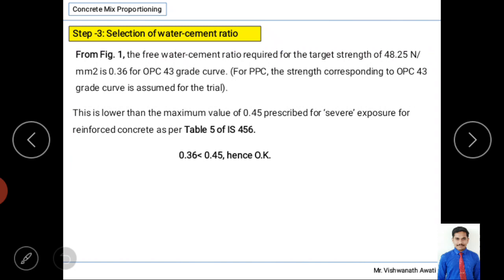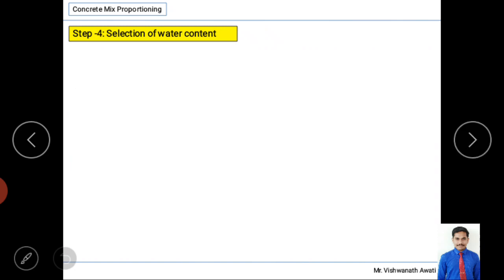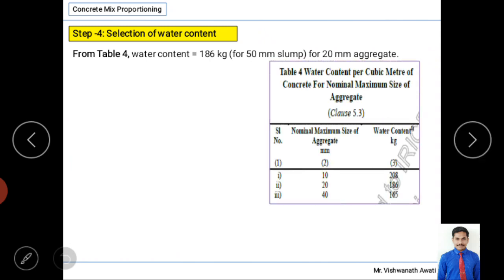So from now onwards, the water cement ratio in this formula is 0.36. Next we will go for step 4, selection of water content. That selection of water content we take from table 4, and you can see here table 4 from the code book.